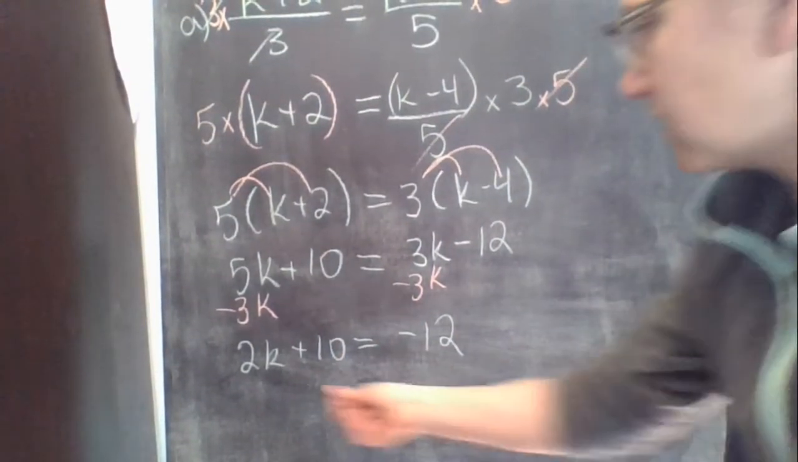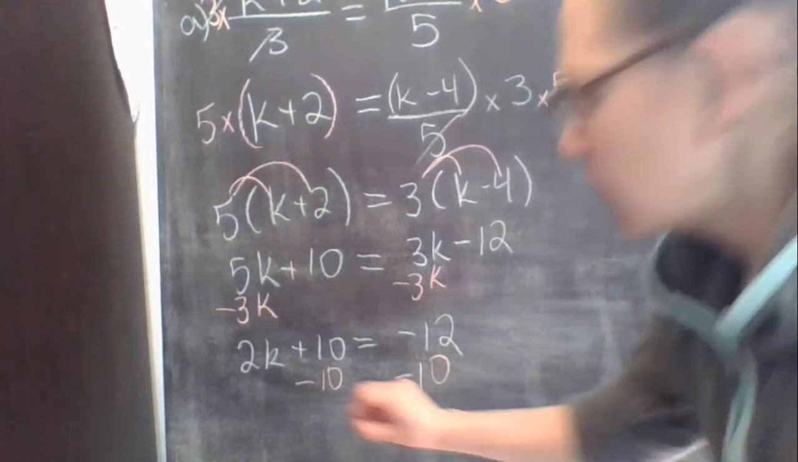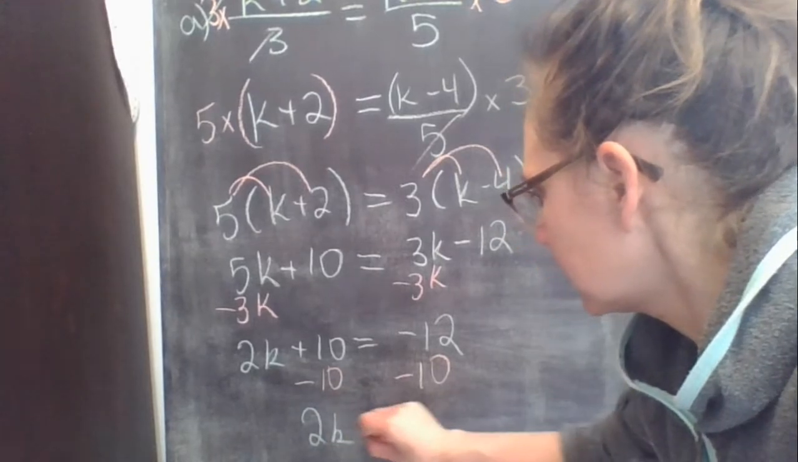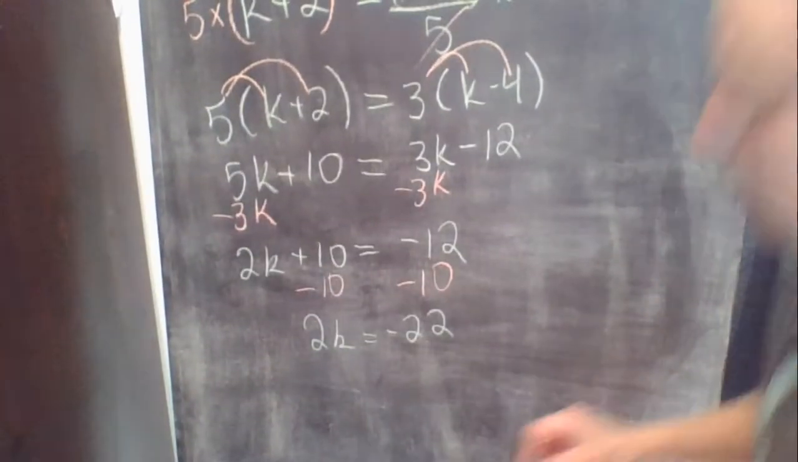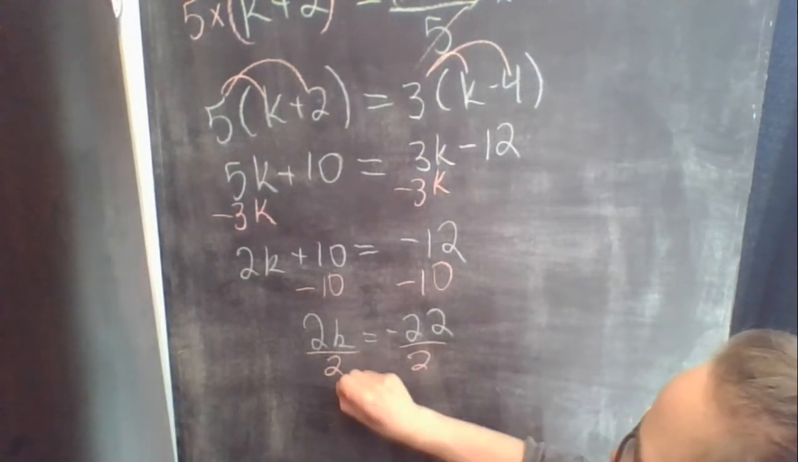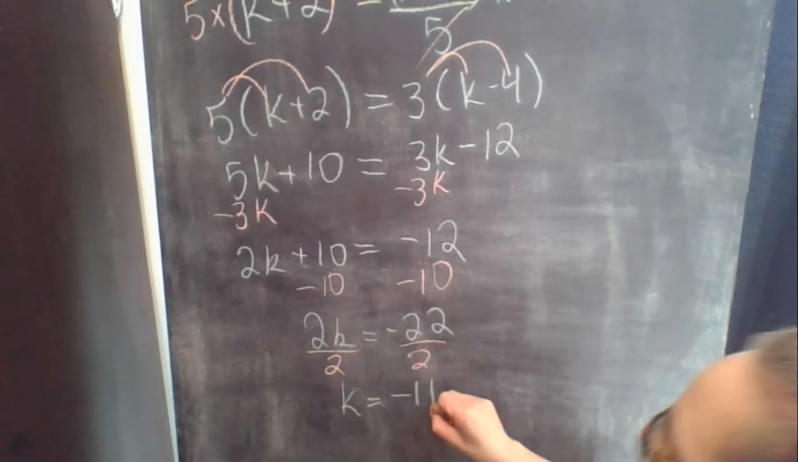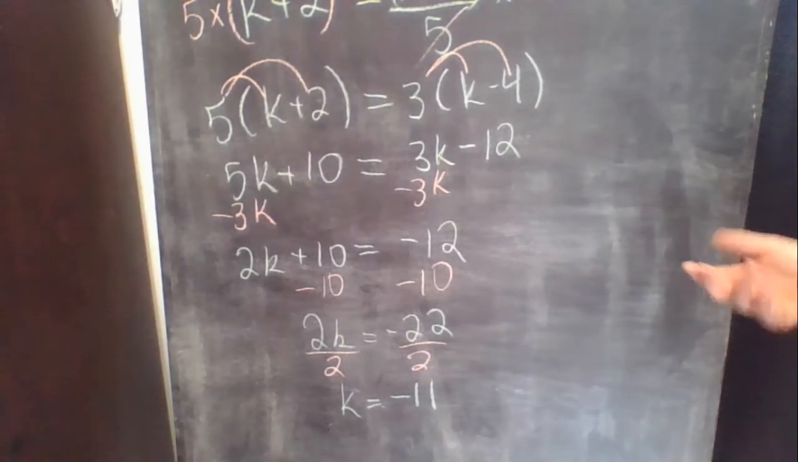Move my 10 to the other side, so let's minus 10 from both sides. So what does that give me? 2k equals negative 22. Almost done. Divide both sides by 2. And you're left with k equals negative 11. So that was a big question, and we did a lot of steps there. We could have condensed some of these steps, but it still works.